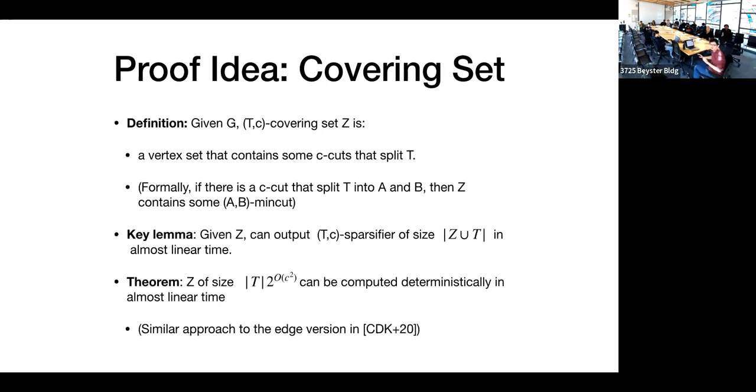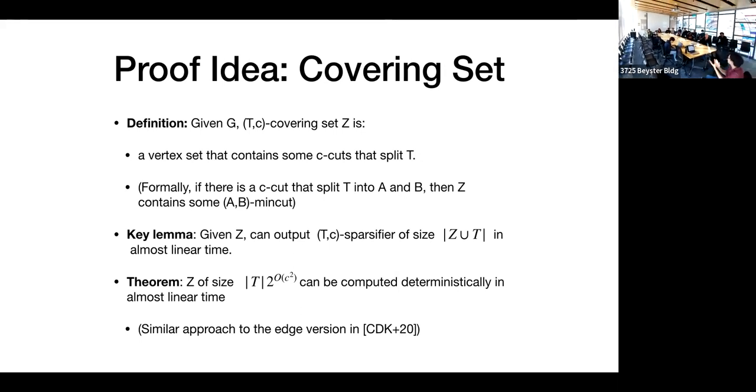And there are two steps to the proof. The first is the key lemma, which says that given such a covering set, we can output a Sparsifier of size Z union T in linear time. The second, the key technical part, is that we can compute this set deterministically in almost linear time, and then we get the covering set of this size. I just want to remark that this is a similar approach to the edge version in the earlier work. We also try to find the covering set there, but for the edge version. Here we get it for the vertex version.